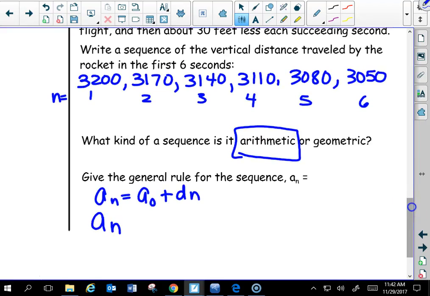A sub n, notice we started at n equals 1. And so the way that we're working this is actually to use a sub 1 instead of a sub 0. So we're going to start with 3,200. We're going to go down by 30, and then it's going to be n minus 1 here.